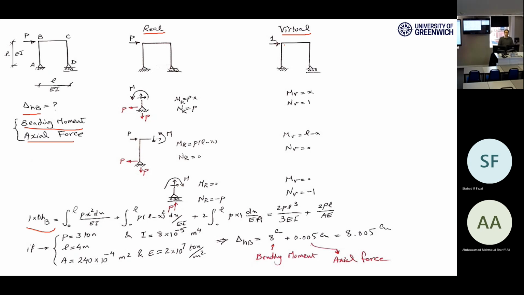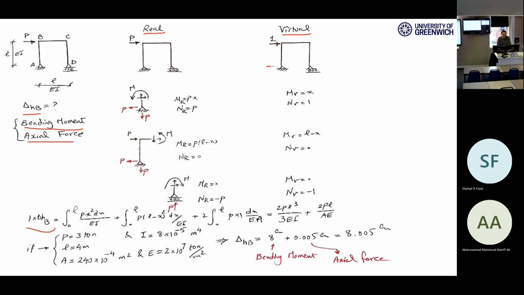Because I want to calculate delta at B, I'm going to put the force at B. Because I want to calculate the horizontal deformation, I put a horizontal force there, equal to 1. You can put 2. The value is really up to you. If you put 1 here, the left-hand side of your equation will be 1 times delta HB. The left-hand side always is the virtual force on your virtual structure multiplied by the deformation in the real structure.